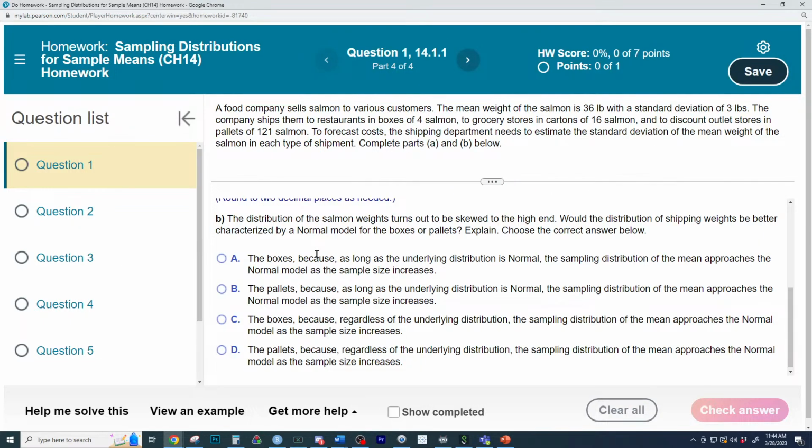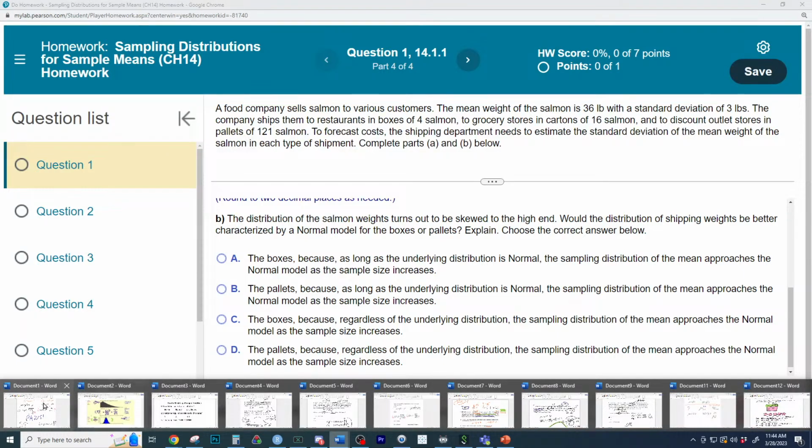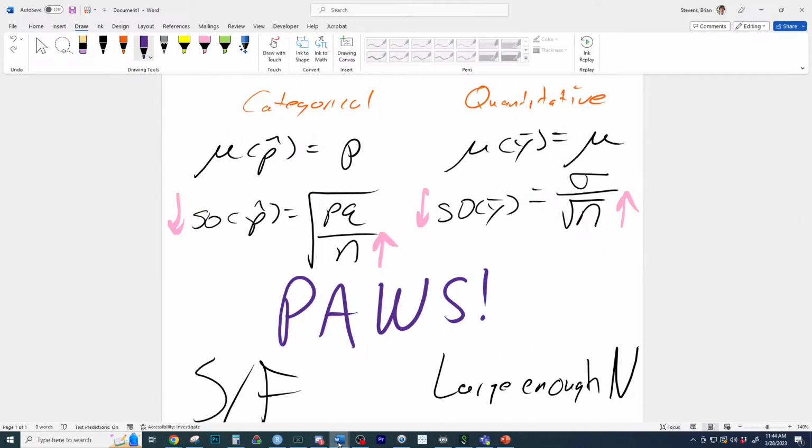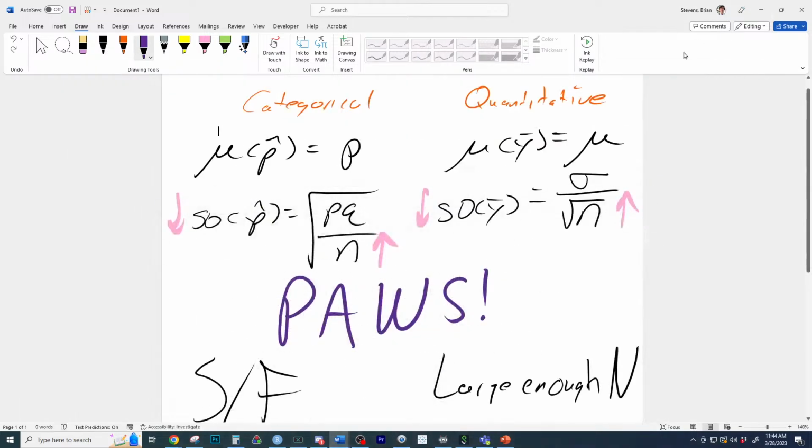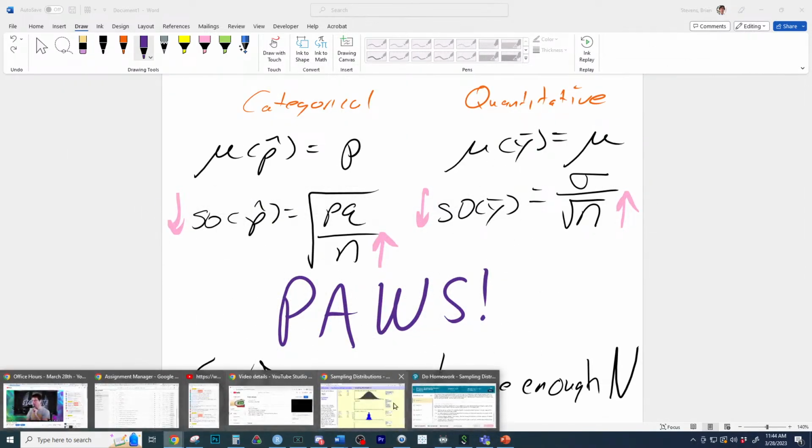And then they're going to talk about it. The distribution of salmon weights turns out to be skewed on the high side. So this goes to the large enough n condition. The large enough n condition states that we need a large enough sample size such that the distribution will be nearly normal. Depending on how skewed it is, we need larger n's. So these are the conditions that we've written out, or these steps. What is the shape? They said it's skewed, so we'd need a much larger n, and the largest we have is 121, I believe, so that will be the one that makes it most normal. And that is for the pallet, I believe they called it.